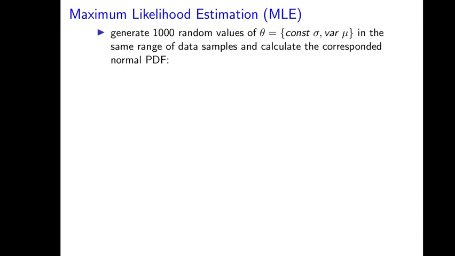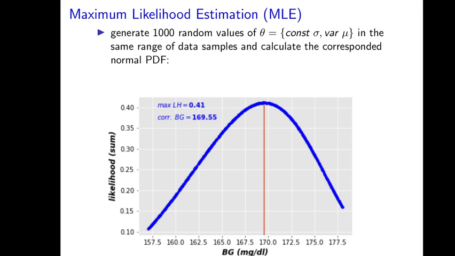Now, if you want to be more confident about the conclusion or about the estimation that we are making, we will generate 1,000 random values of theta in the same range of data samples. So we will generate 1,000 random average values between the minimum and maximum points of the data samples we received from our client, and calculate the corresponding normal distribution or normal probability density function. And the result of this value is as follows.